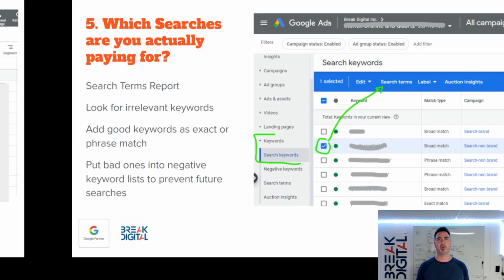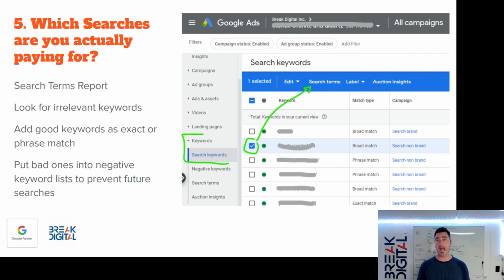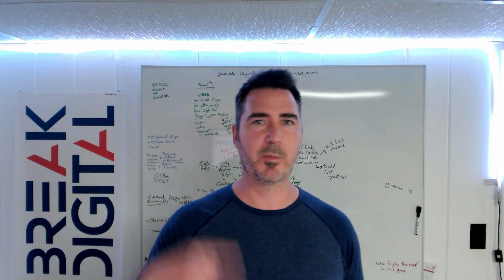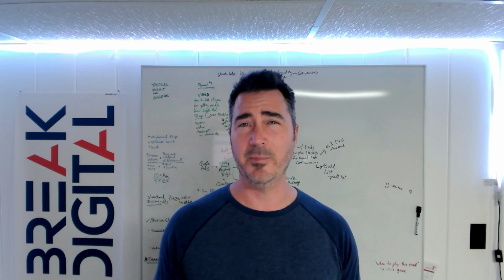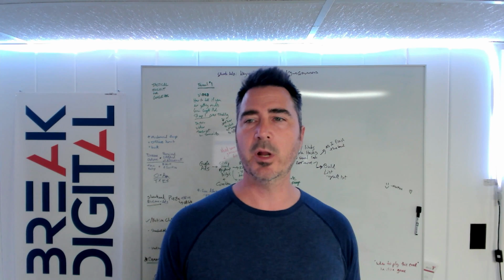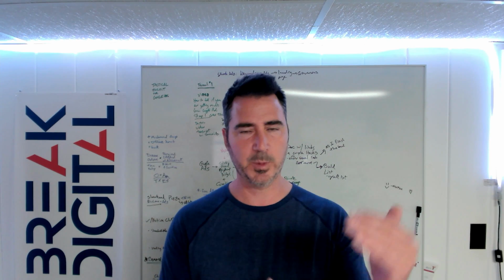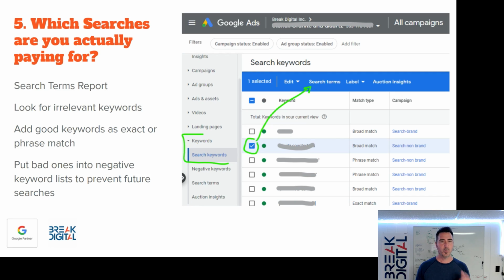Which brings us to number 5. Which searches are you actually paying for? The search terms report has historically been kind of buried in the Google Ads interface. The newer interface makes it easier to find, although they've kind of split it into 2 locations. When we open our search term report, we want to look for irrelevant keywords so we can add them as negative keywords to exclude our ads from showing for those irrelevant searches in the future. And we want to look for good keywords that we can use as exact or phrase match keywords to focus even more on the ones that are working for us.